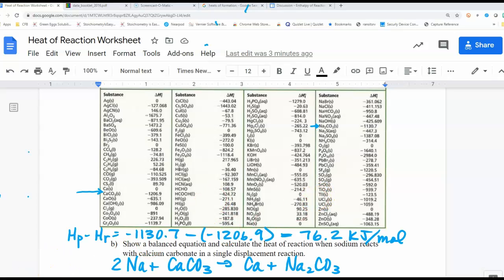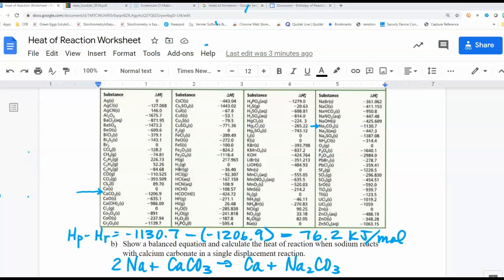Okay, so for this next one, we had to write out the balanced equation. There's our single replacement reaction. I did go ahead and balance it, but we did not need to worry about that so much because we had two elements in our equation. And remember, those elements get a 0 for their heat of formation because they form naturally in nature, and so we don't have a heat of formation for them.